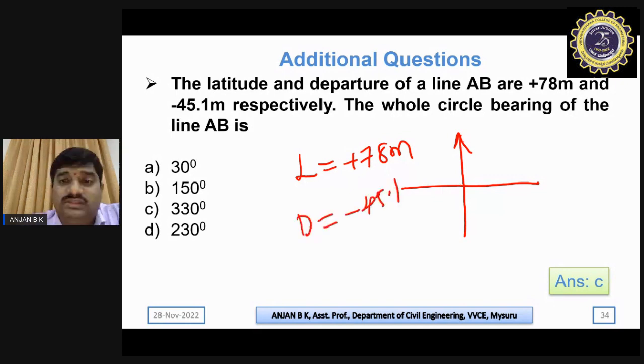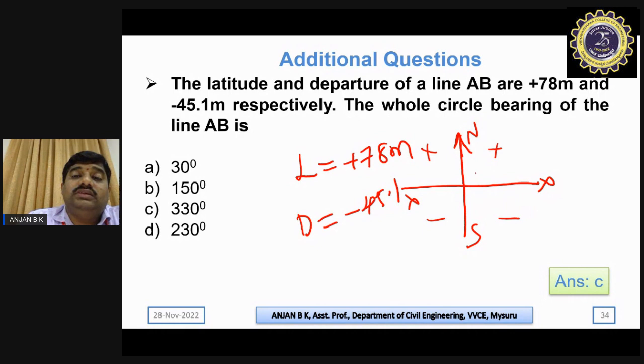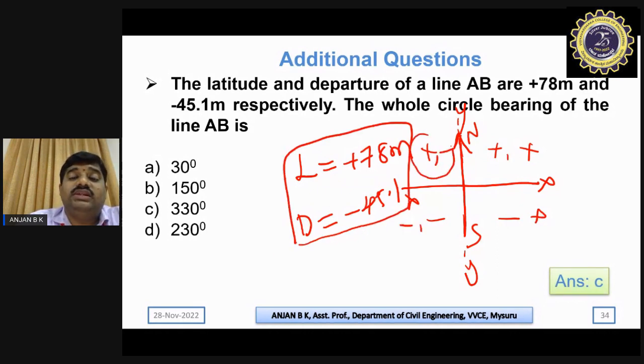Latitude is the one which is parallel to the north south. Positive means it will be above the reference x-axis. Above this x-axis latitudes are positive, and below this x-axis negative. Similarly for departure, the reference line is the y-axis. Anything towards the right is positive, anything towards the left is negative. So departure is negative here and latitude is positive here, which means it comes under the fourth quadrant.